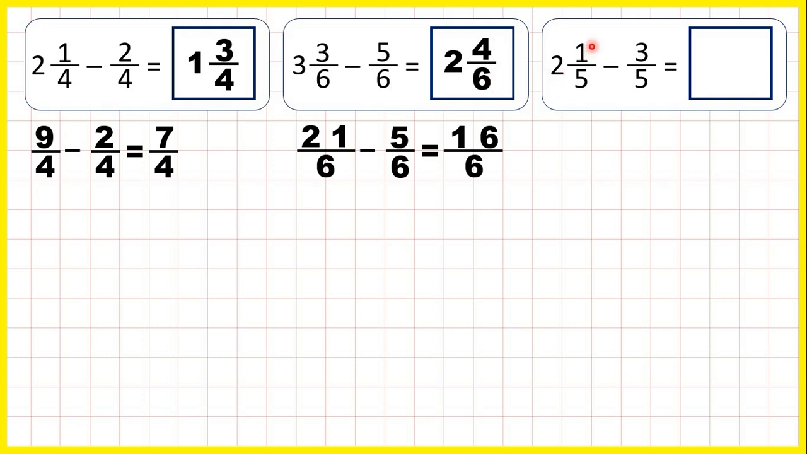Now we have 2 1/5 minus 3/5. So we need to change our mixed number into an improper fraction. 2 times 5 is 10, and 10 plus 1 is 11, so that's our numerator, and the denominator stays the same. We're subtracting 3/5, so the denominator stays the same in our answer, and 11 minus 3 is 8. So we have 8/5 as an improper fraction, and we can change that answer back into a mixed number by dividing. 8 divided by 5 is 1 remainder 3, so our answer is 1 3/5.